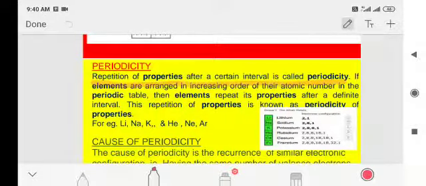Just for an example, again I placed something here. All the first group elements, starting with lithium to francium, if you carefully watch, you will find one valence electron in all the elements. That is why they have the same property. Remember that.